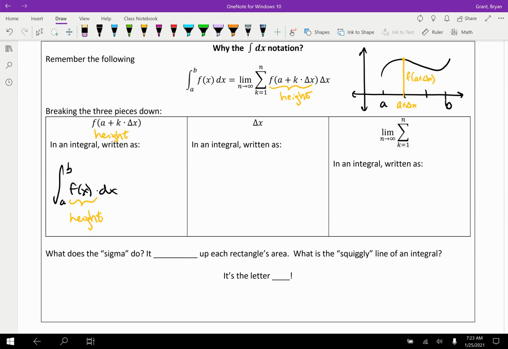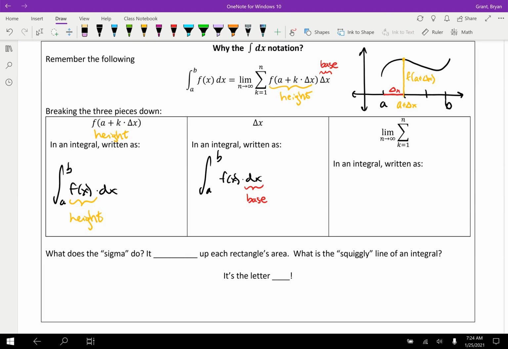Cool. What about delta x? Well, delta x is, of course, the length of a subinterval, right? We usually call this the base. So again, rewriting that integral from a to b, f of x dx. This is the base. And we've actually discussed the difference between delta x and dx before when we learned u substitutions, when we discussed differentials.